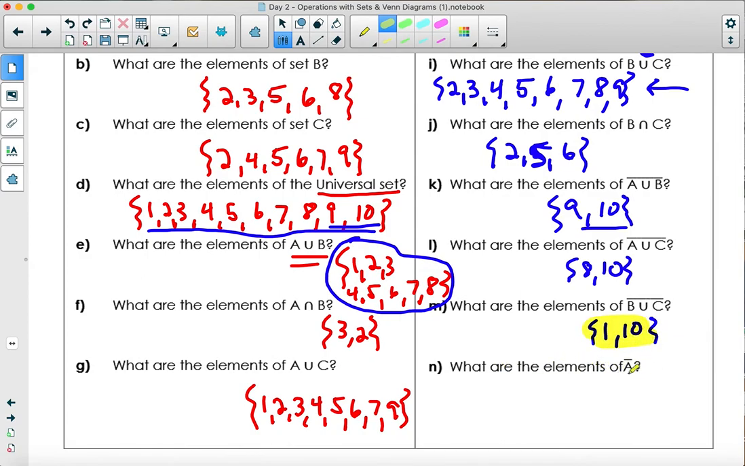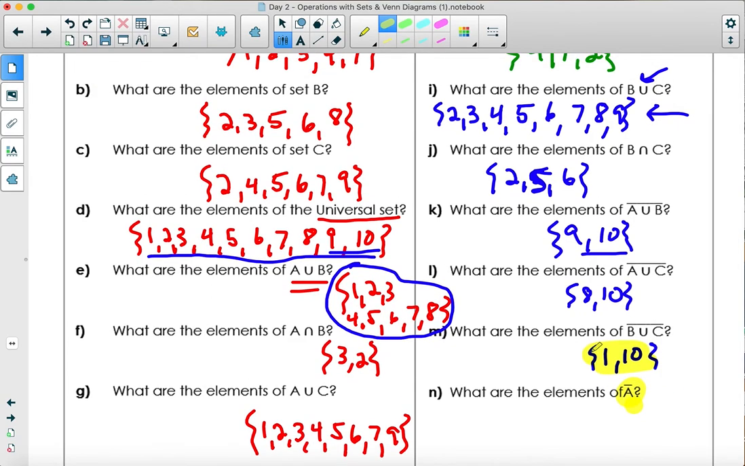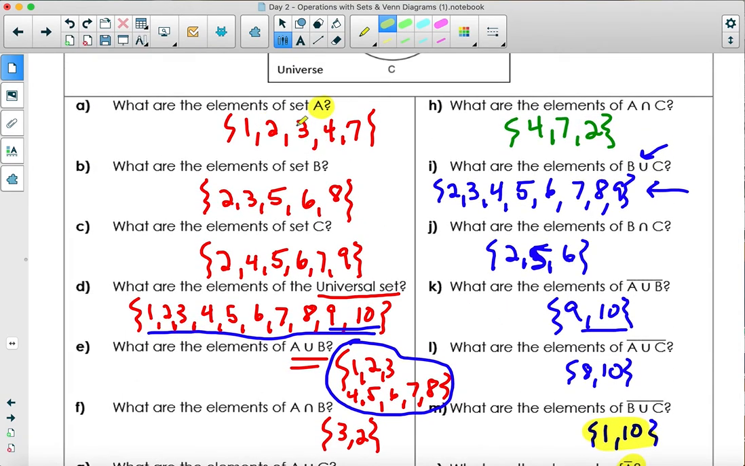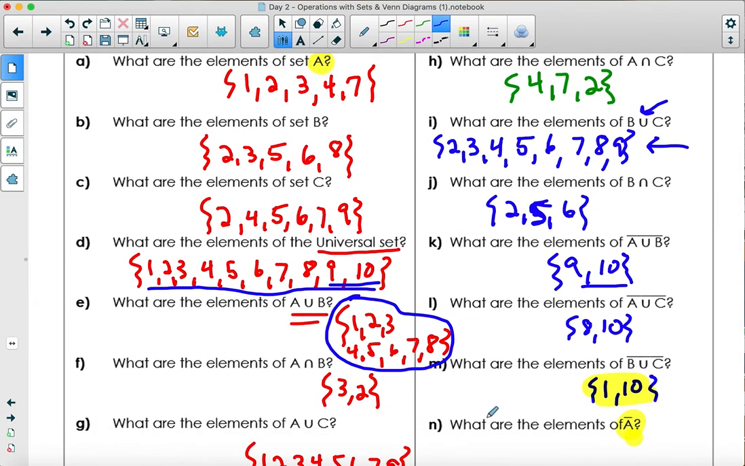And then it says, what are the elements of the complement of A? Again, if I look at my sets, A has 1, 2, 3, 4, and 7. The universal set was all integers, 1 through 10. So what am I missing? I have 1, 2, 3, 4. Here's 5, 6, 7 we have right here, so 7, so 8, 9, and 10. So 5, 6, 8, 9, and 10.